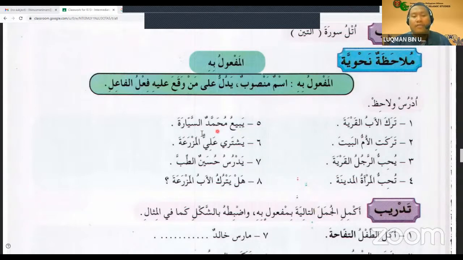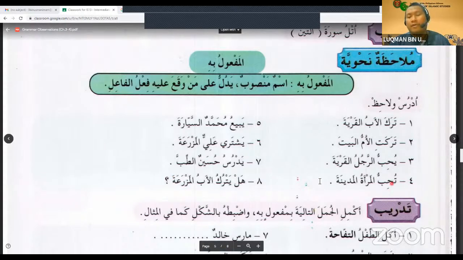Yabi'u Muhammadun as-sayyarata. Muhammad sells or is selling the car. Yashtari Aliyun al-mazra'ata. Ali bought the farm. Yadrusu Hussein at-tibb. Hussein studies medicine. Hal yatruku al-abu al-mazra'ata? Is the father going to leave the farm?